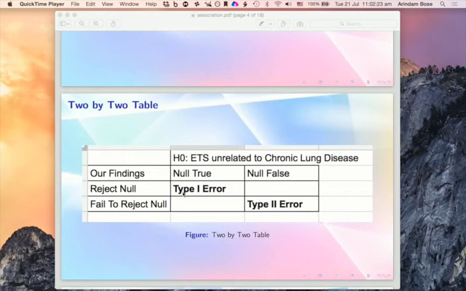If we falsely reject the null hypothesis, then we commit an error which is known as type 1 error, also known as alpha error. If we falsely fail to reject the null hypothesis, in other words, we cannot reject the null hypothesis, but the null hypothesis is actually false, that too is an error, and that is known as type 2 error.